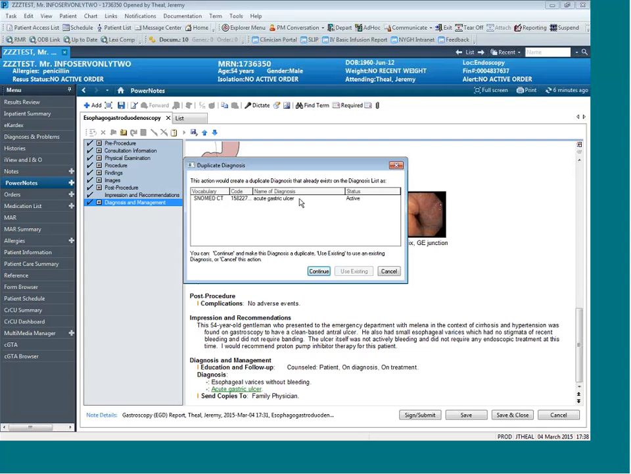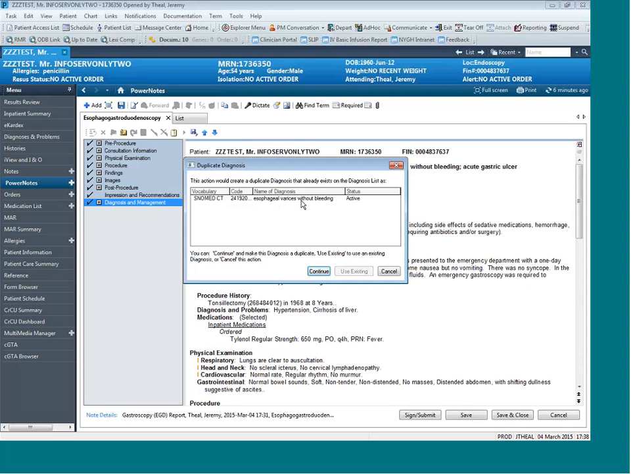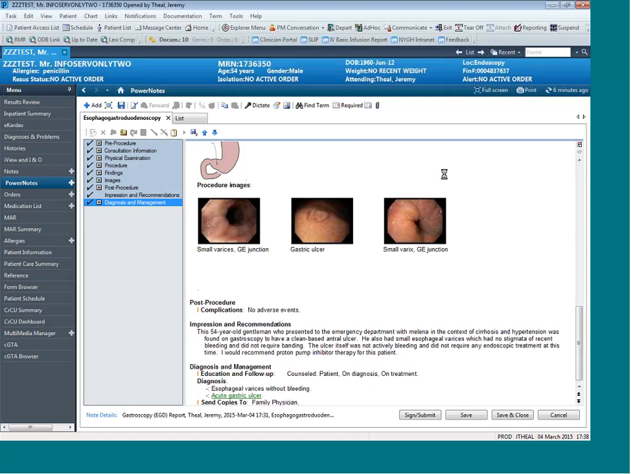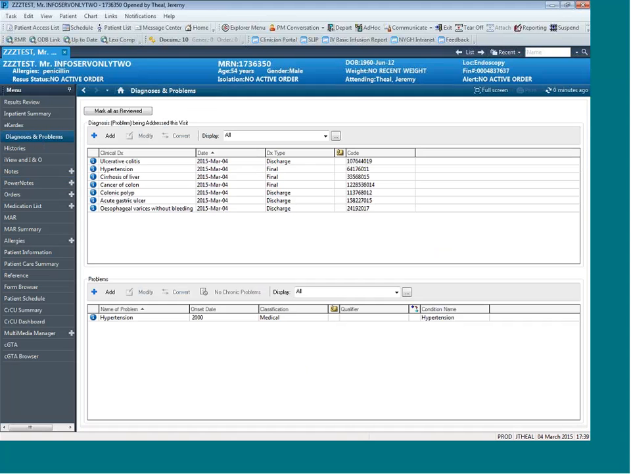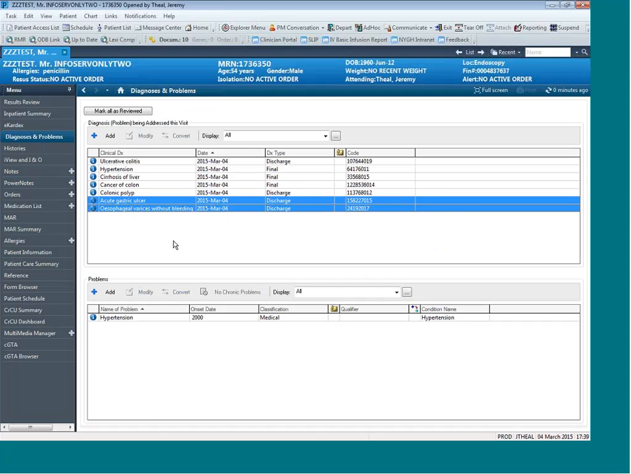I'm going to sign that note, and you will see that I've actually also added 2 diagnoses to the chart automatically by completing the note, so that in future, if anyone goes back to see this patient, in the diagnosis section, they will see that the patient had an ulcer and esophageal varices on today's date.